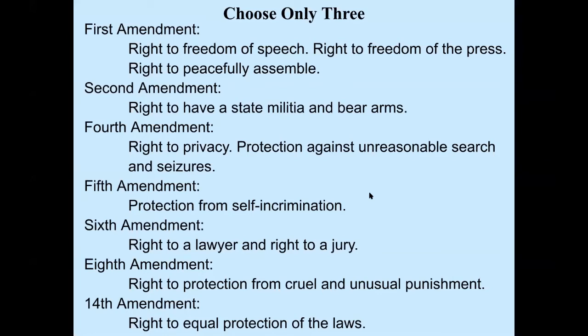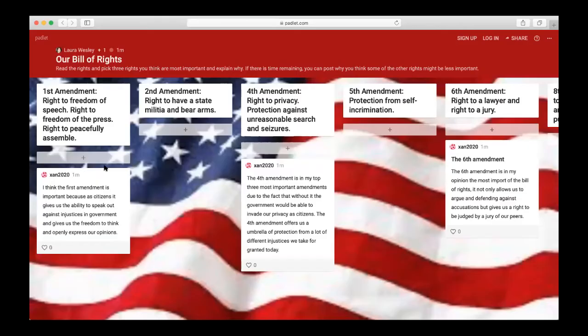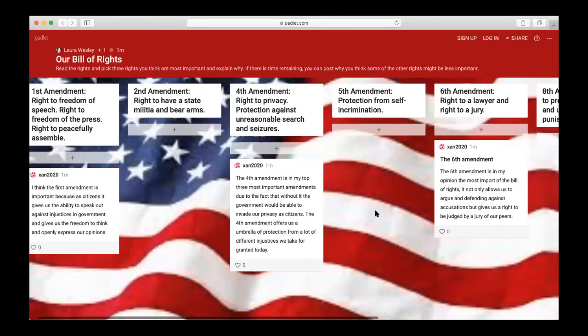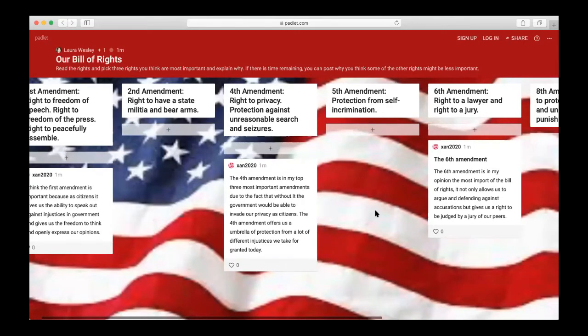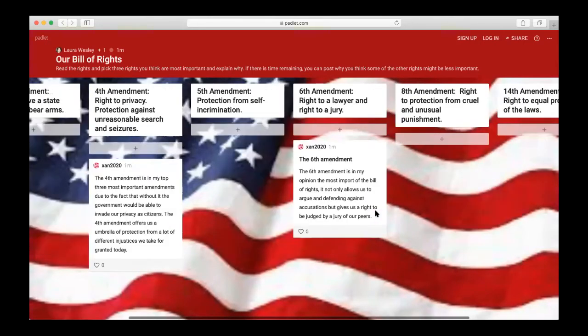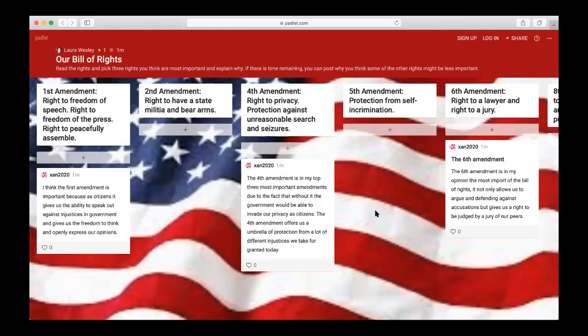In the chat area, you will see a link to the page that you see on your screen now, which is a list of those fundamental rights that were on that slide that you just saw. It said choose only 3. If you need to, on this page, you can slide to the right to see the 8th Amendment and the 14th Amendment. But on this page, you'll see the instructions at the top.